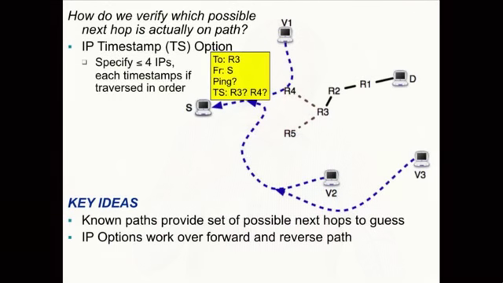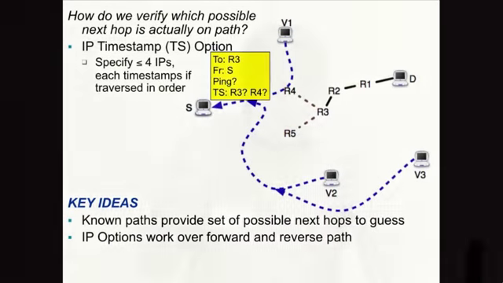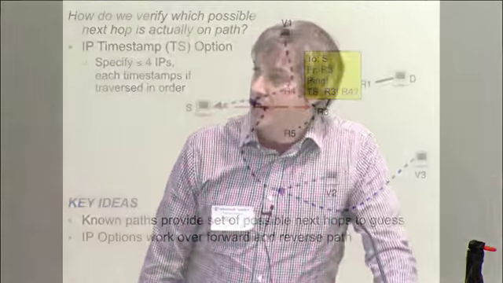So this ordering property is what we're going to take advantage of. We're going to have S test for R4. It's going to first ask for R3's timestamp, then ask for R4's timestamp. That will force R4 to only fill out after R3 has filled out a timestamp, which means it must be on the reverse path. So in this case, we send this probe.